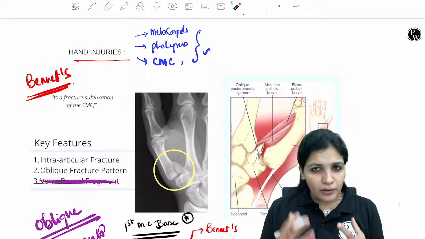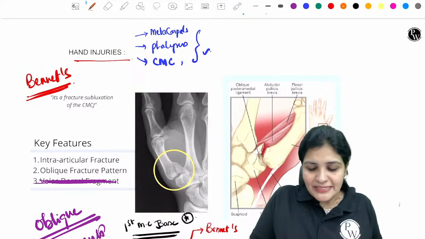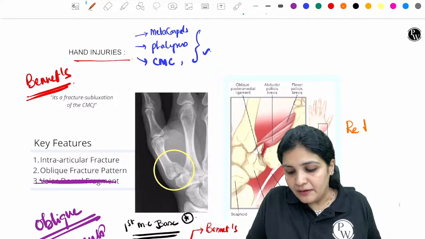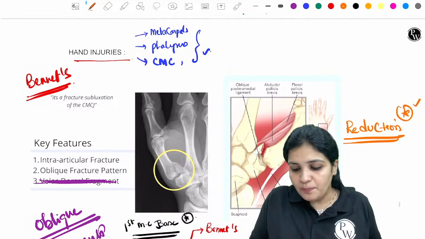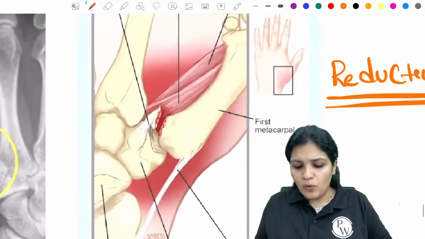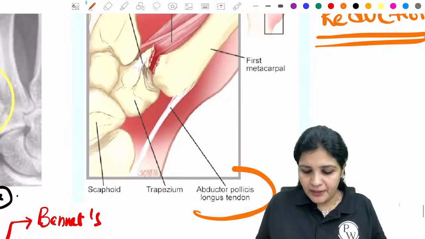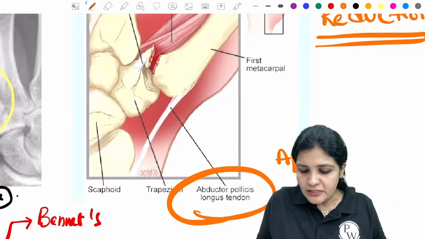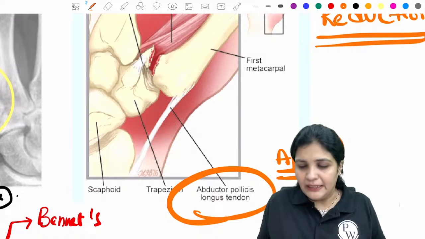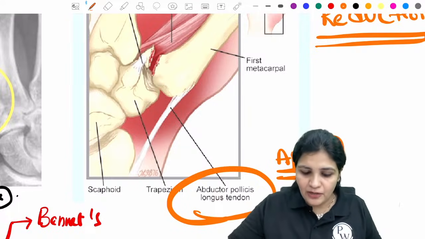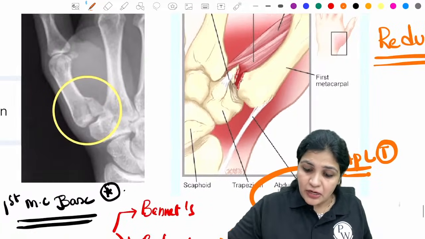Then what is the importance of this Bennett's fracture? Whenever somebody says it is intra-articular, the reduction has to be perfect, right? Because it is a joint, perfect reduction has to occur. But what is that which is obstructing the perfect reduction? Here, this is the culprit, the abductor pollicis longus tendon. The APL is attached to this longer fragment.